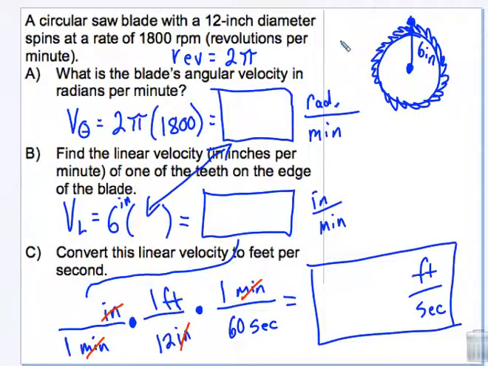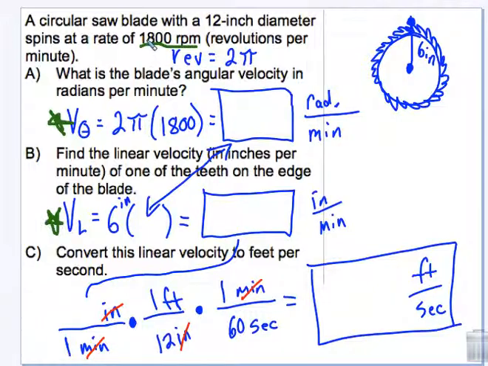So let's look at some of the problems that we have on the rest of the worksheet. We have a circular saw blade, and the edge of the teeth are 6 inches from the center of the saw blade, and our saw blade's speed is 1,800 revolutions per minute. Well, in 1 revolution we have 2 pi radians, and to use our velocity formulas, we have to have our angle in radians, not revolutions.